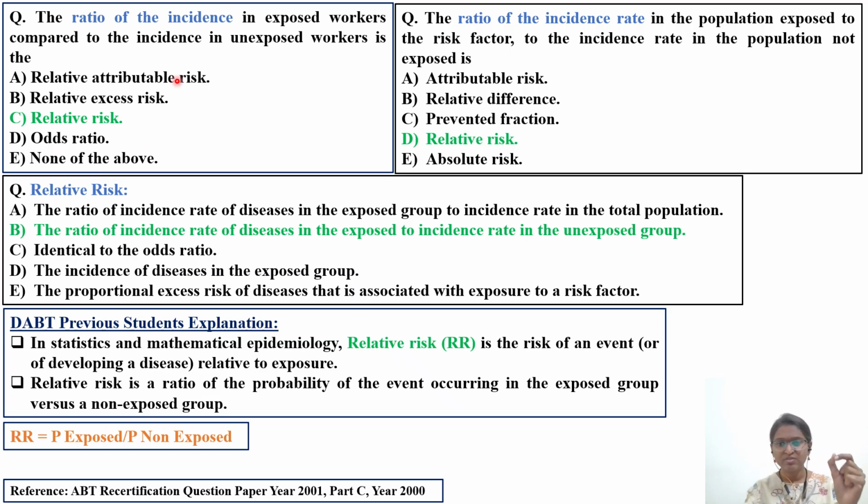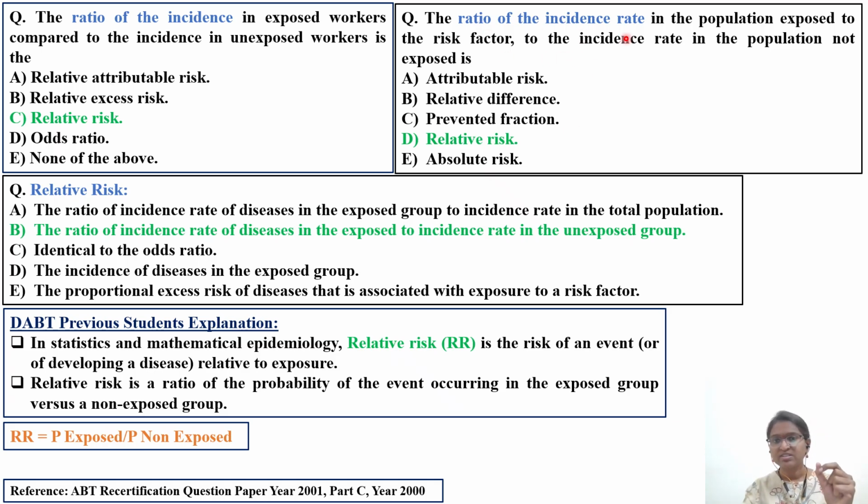So you have question 1, question 2 and question 3. All these three questions are mentioned under the recertification examination papers, and all three are with respect to relative risk only. If you understand the concepts, what is relative risk, what is attributable risk, what is odds ratio, and what is absolute risk, then any question with respect to these terminologies you will be able to answer in the exam.